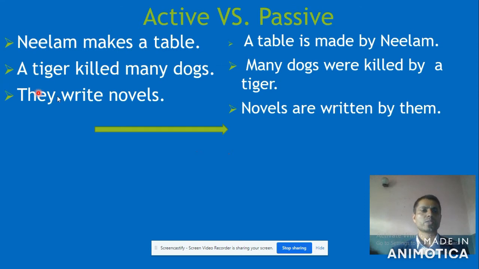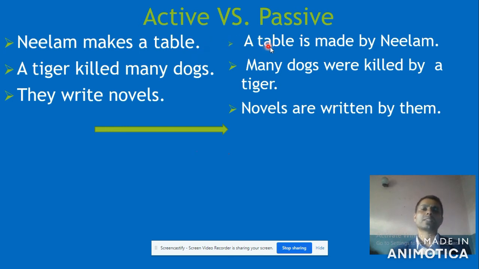Well, my dear students, now look here. You can notice the changes we just made. The objects a table, many dogs, novels are all objects of the active sentences. Now they all are just what?